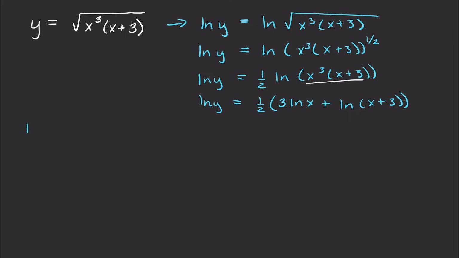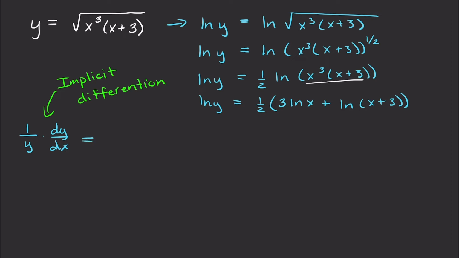So if we do that, we'll get 1 over y times dy dx. So this is kind of like using implicit differentiation on the left-hand side. So if you need a refresher in implicit differentiation, I have a video on that, or you could go back and brush up in your textbook.